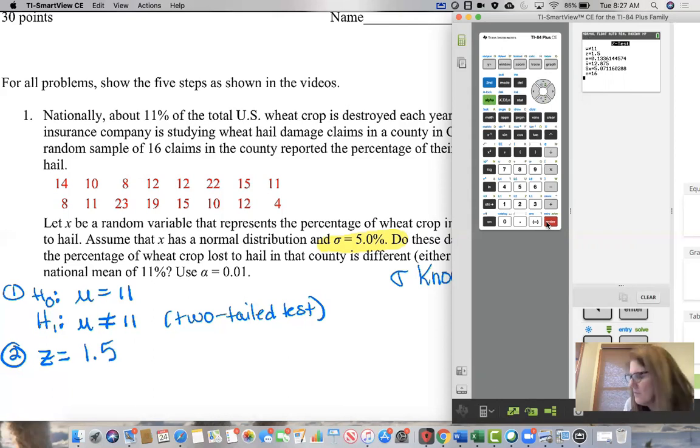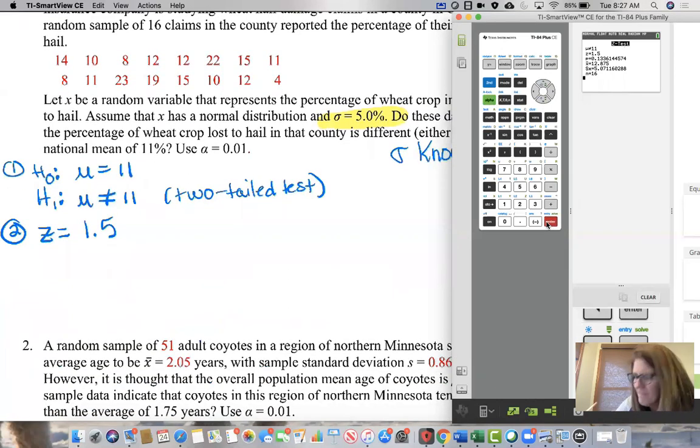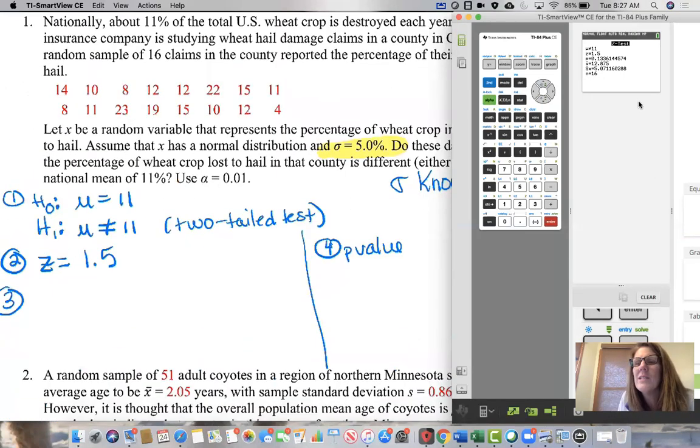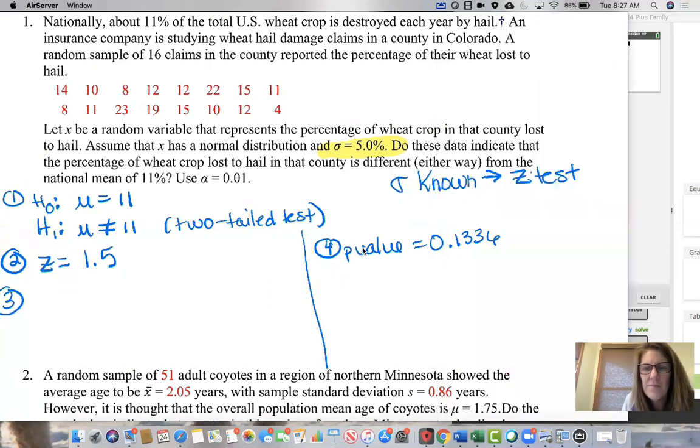Everybody good with that so far? Okay, so step 3, we're going to draw that picture. Because I have my calculator up, I'm going to go over here and write my step 4, my p-value. Instead of just writing p, I always write the word p-value so when we get to proportions, we don't get confused. Even though the calculator just gives it to us as a p. So that p-value is 0.1336, right?